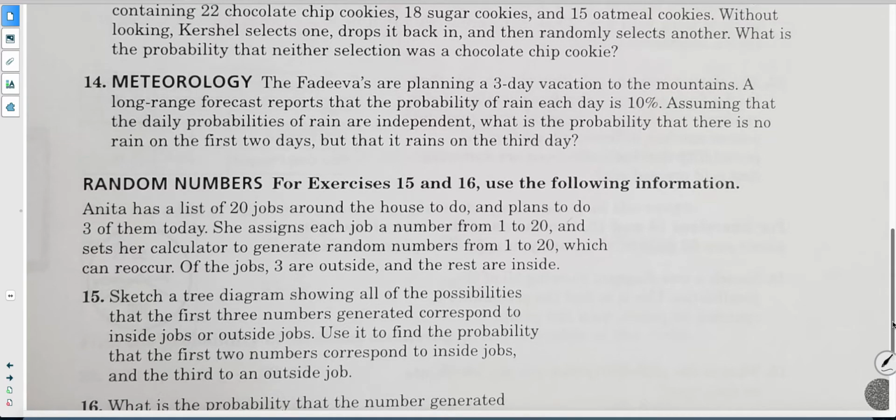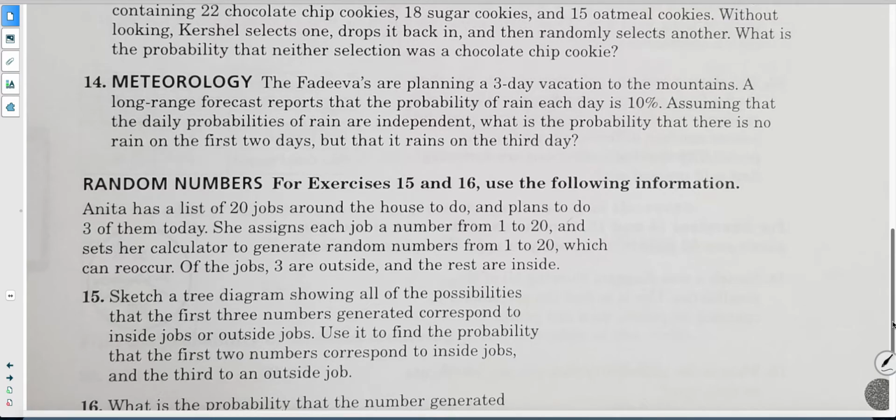So the Fadivas are planning a 3-day vacation to the mountains. A long-range forecast reports the probability of rain each day is 10%. Assuming the daily probabilities of rain are independent, what is the probability that there is no rain on the first 2 days, but that it rains on the 3rd day?